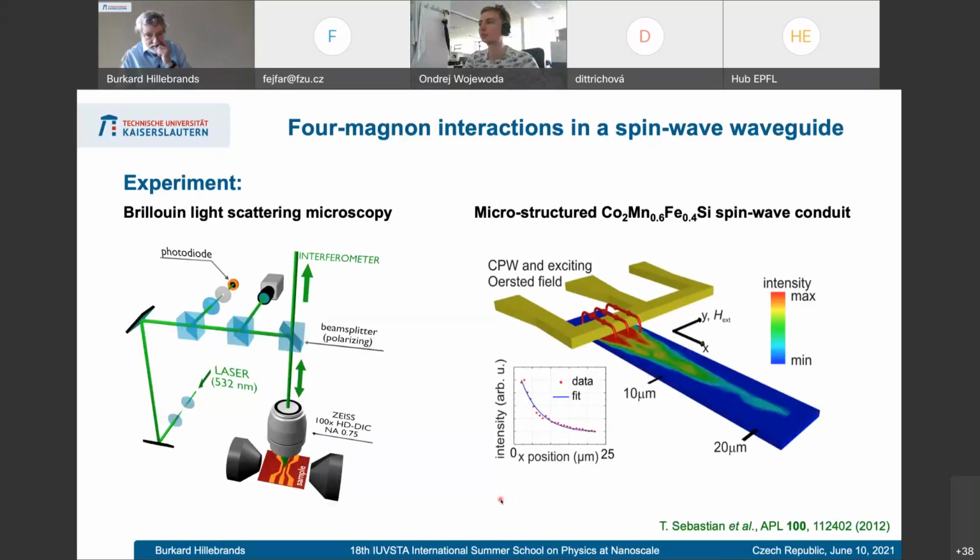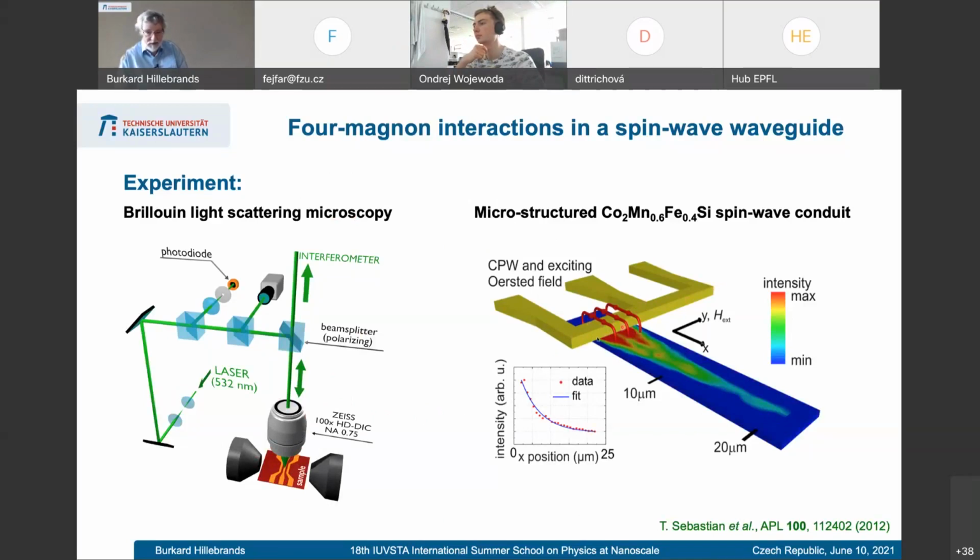Again, Brillouin light scattering, I'm just repeating here what we have seen before. We have seen Brillouin light scattering microscopy, where we can focus onto the sample, we can scan across the sample. It's only another picture, but it's the same process you have seen before. And we have also seen that we have spin wave conduits or waveguides, and that we can put a wire across such a waveguide and then create spin waves.